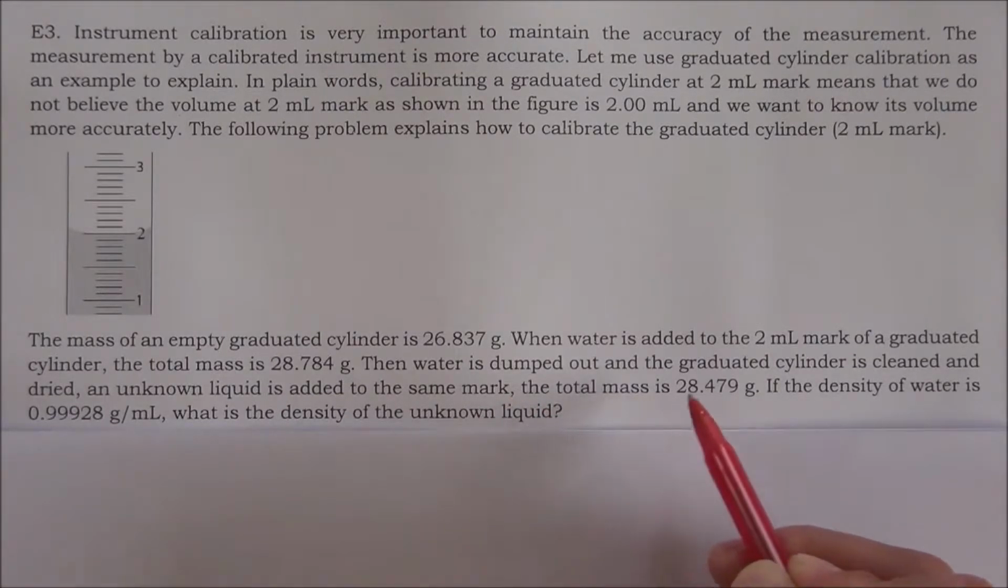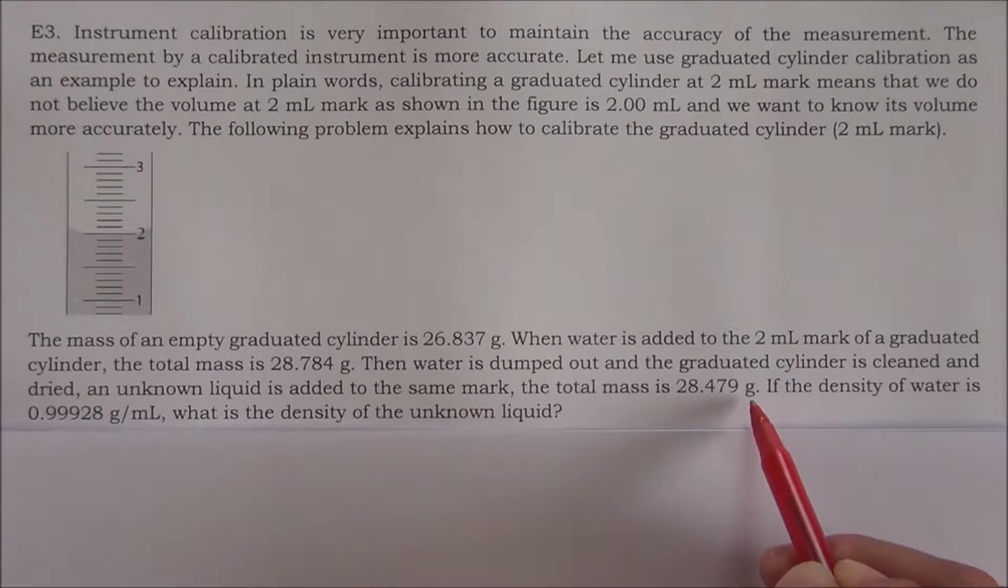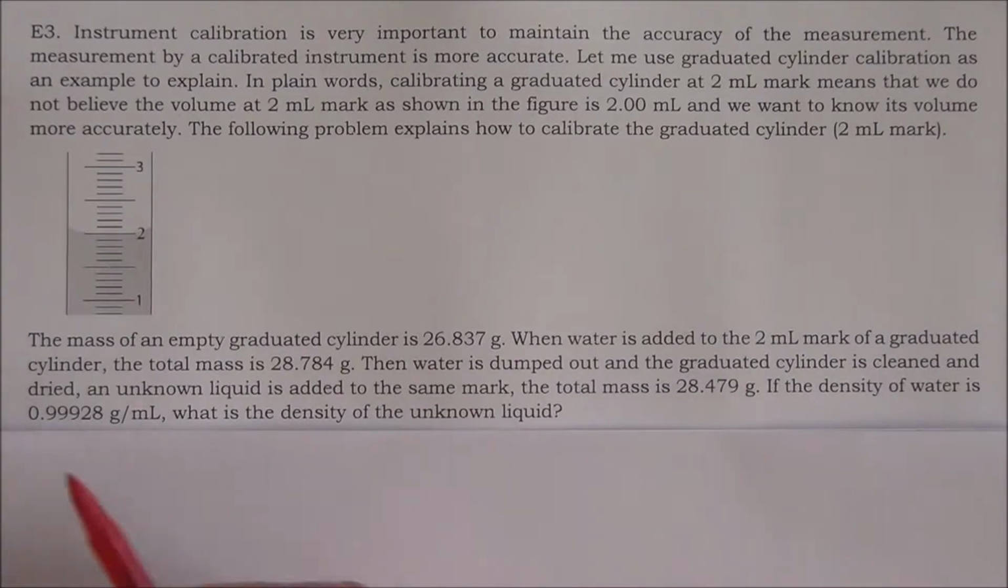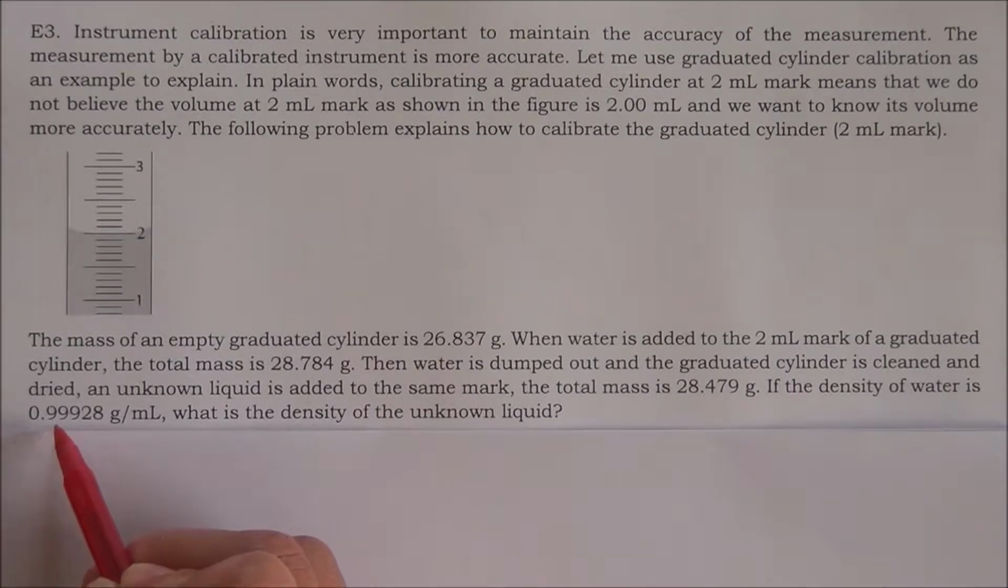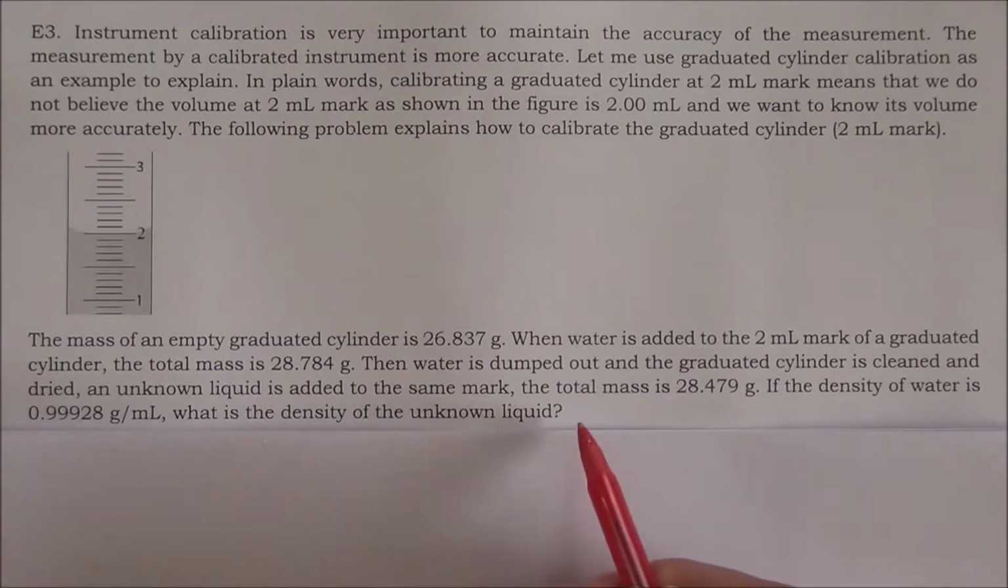The total mass is 28.479 gram. If the density of water is 0.99928 gram per milliliter, what is the density of the unknown liquid?